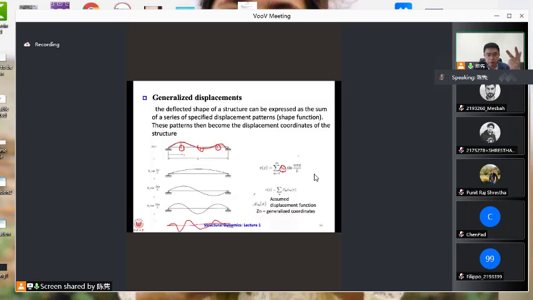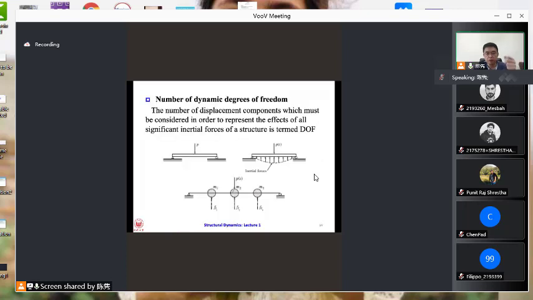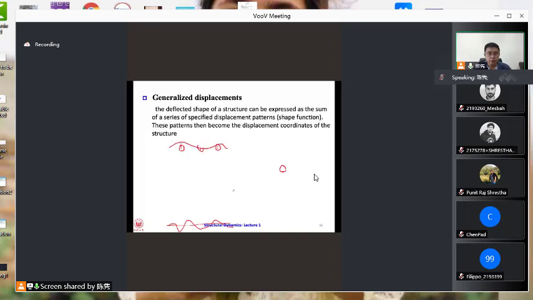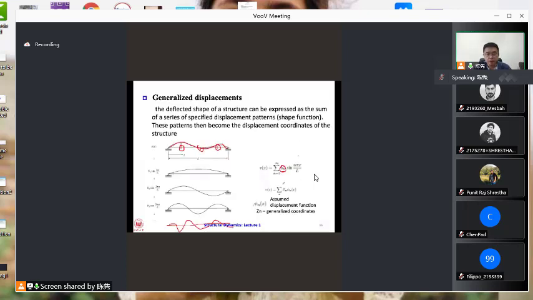And this three will give you more accurate results compared to this one. Because the B1, B2, B3, they don't have a very clear physical meaning. So we call this generalized coordinates or generalized displacement. So this is what we call the generalized displacement method to model the structure.